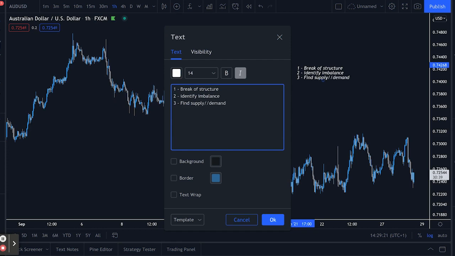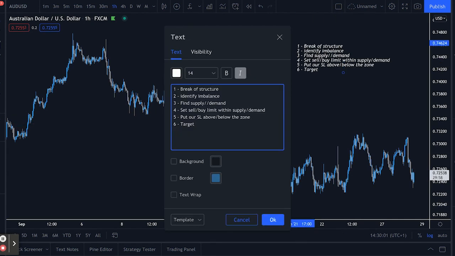Once we've found that supply and demand, we want to place a sell limit or wait for confirmation entries. In this example, we'll go with sell limits. So set the sell or buy limit within the supply and demand zone. We want to put our stop loss above or below the zone. Let's say for this example, we're going to target the previous areas of interest, previous imbalanced demand zones or supply zones in previous legs of movement.